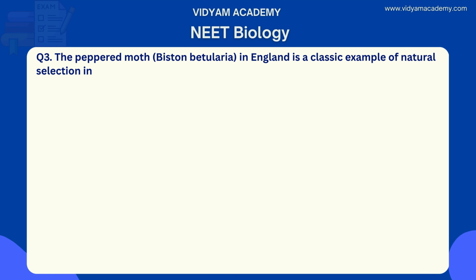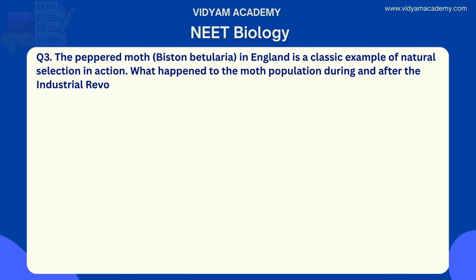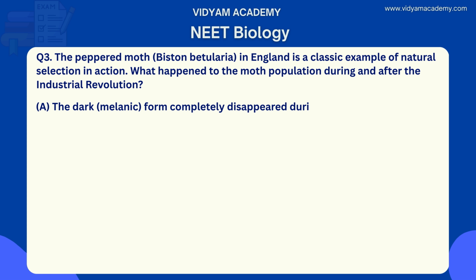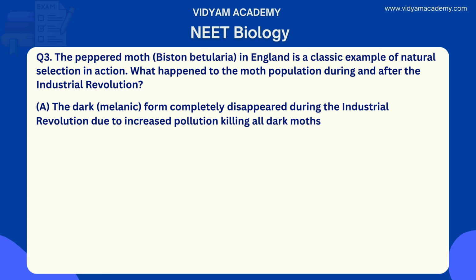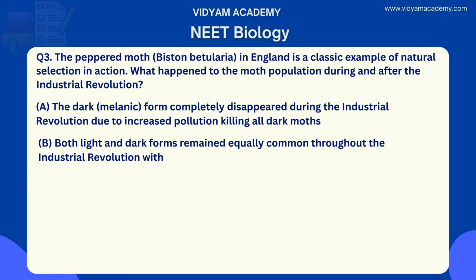The peppered moth, Biston betularia, in England, is a classical example of natural selection in action. What happened to the moth population during and after the Industrial Revolution? Option A. The dark melanic form completely disappeared during the Industrial Revolution due to increased pollution killing all dark moths. Option B. Both light and dark forms remained equally common throughout the Industrial Revolution with no change in proportion.